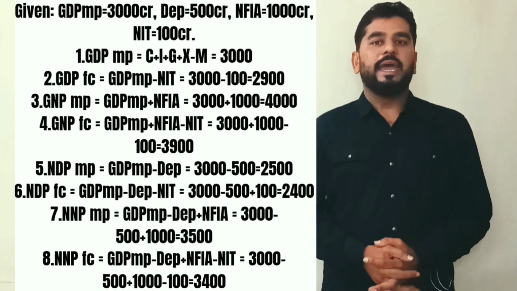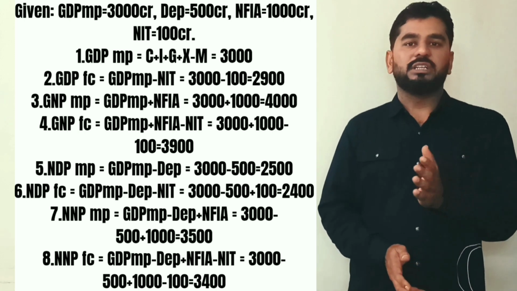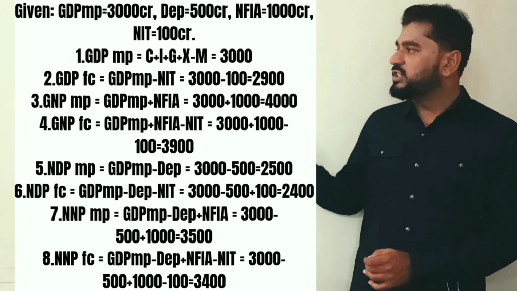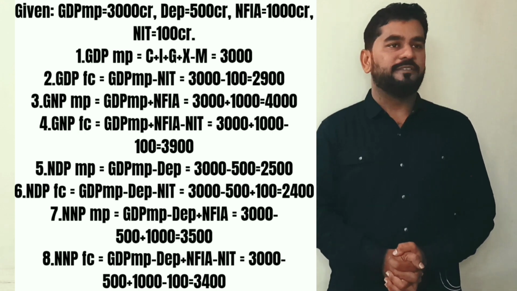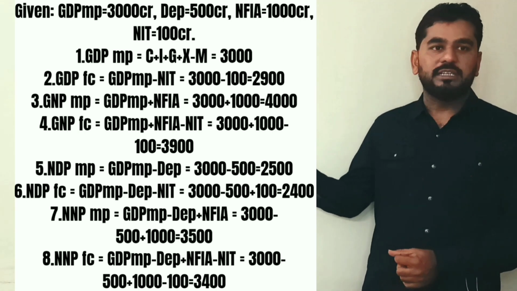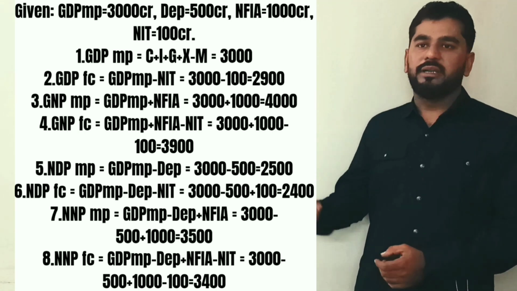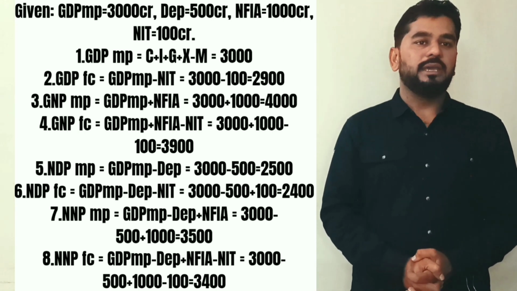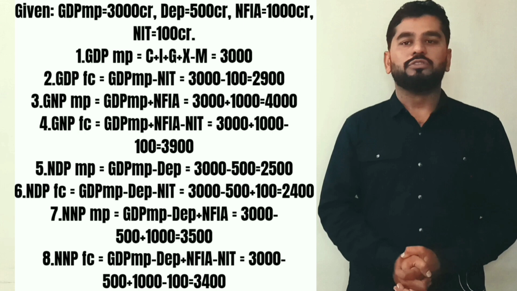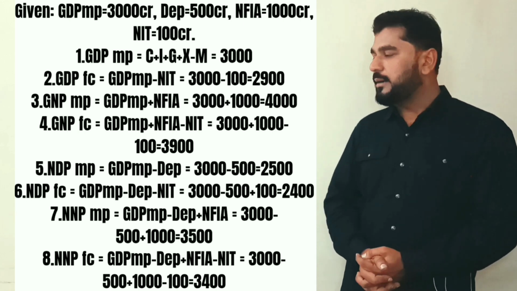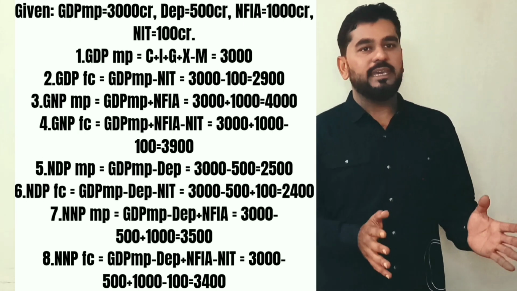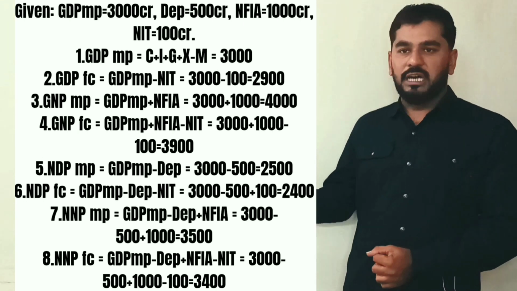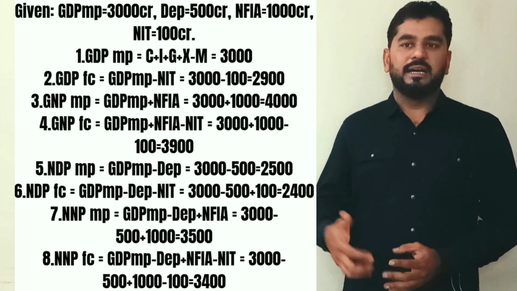Next is NNP-MP, net national product at market price. The formula to find NNP-MP is GDP-MP minus depreciation plus NFIA. So do as it is: 3000 minus 500 plus 1000, you get the answer 3500. And the last aggregate is NNP-FC, that is national income. To know about the national income, the formula is GDP-MP minus depreciation plus NFIA minus NIT. So 3000 minus 500 plus 1000 minus 100, we get the answer 3400.